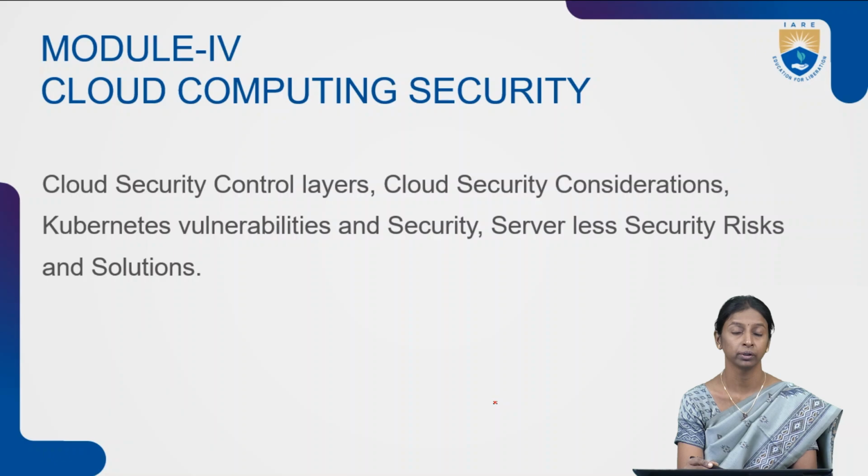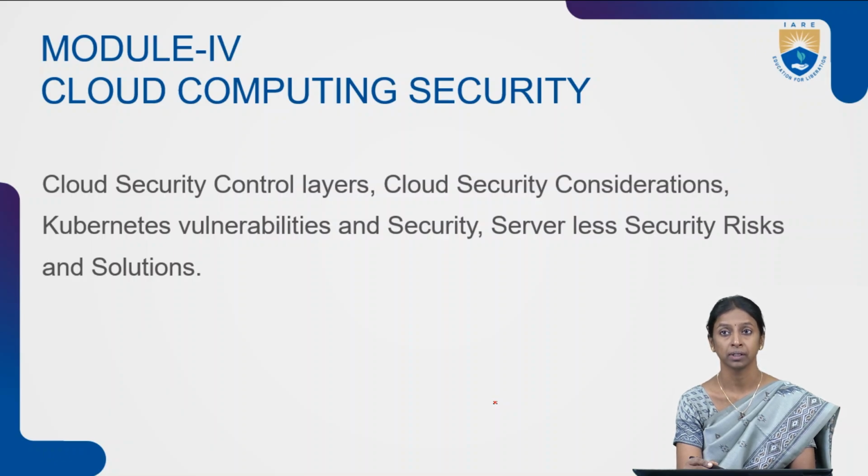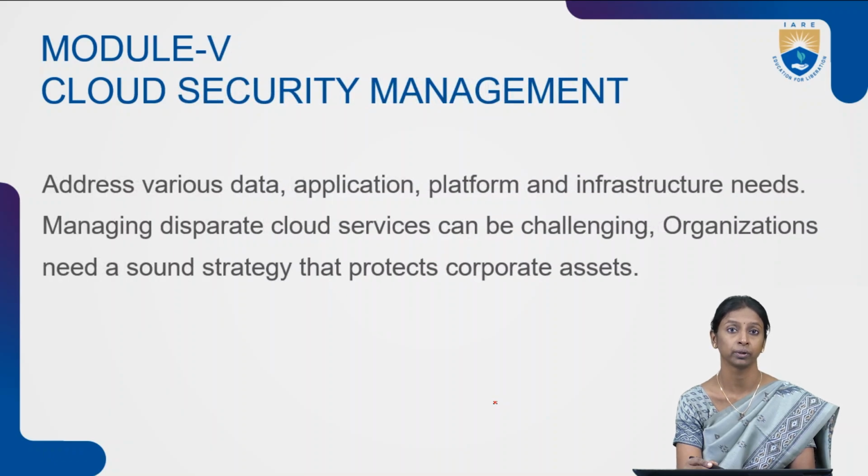And coming to the fourth module, that is cloud computing security. These are the cloud security control layers we have. So we have the business layer, application layer and all. In those cloud security control layers, we'll look at what the application layers are and the different considerations. Also, Kubernetes vulnerabilities and security we'll be discussing in the fourth module. And mostly the important one is the serverless security risks and solutions, which we'll be discussing in the fourth module.